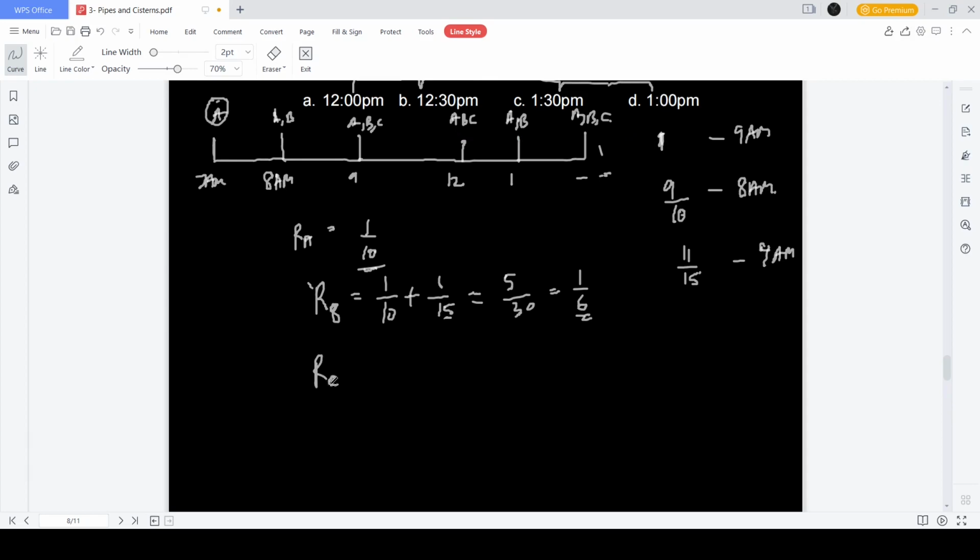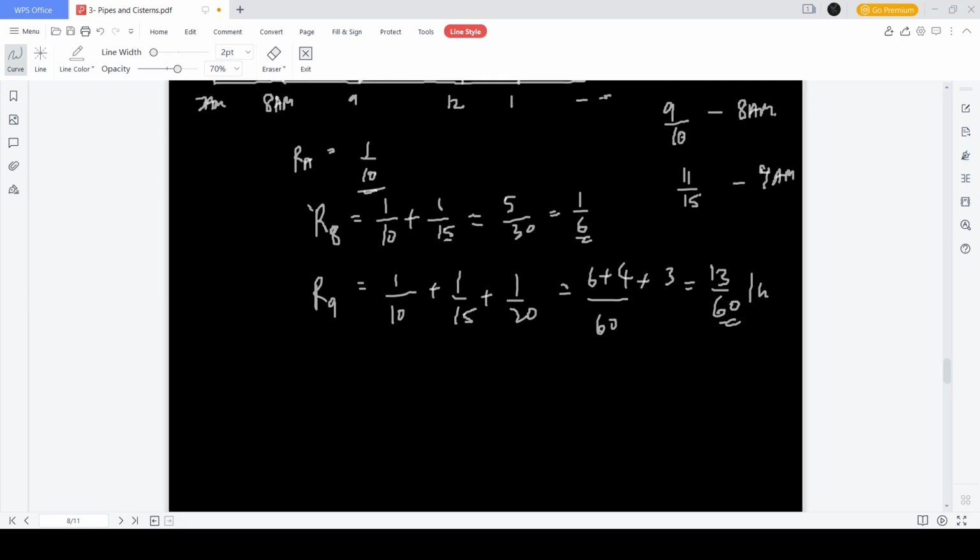At 9 a.m. the rate will be 1 by 10 plus 1 by 15 plus 1 by 20, because C is also added. This is nothing but 13 by 60 per hour. After this, let's say they work for 1 hour. At 10 a.m. how much will be left? It is 11 by 15 minus 13 by 60, that is 44 minus 13. Let's say at 11 a.m. it's still going on, that is minus 13 by 60 again.